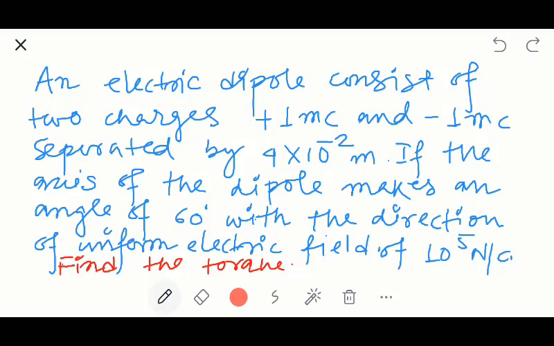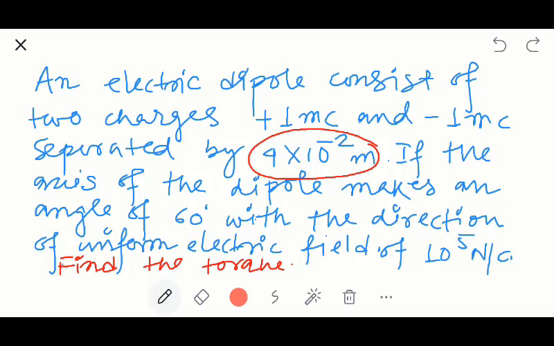Now the next question is, an electric dipole consists of two charges of 1 millicoulomb and minus 1 millicoulomb. They are separated by a distance of 4 into 10 to the power minus 2 meter. If the axis of the dipole makes an angle of 60 degree with the direction of uniform electric field of 10 to the power 5 Newton per coulomb, find out the torque.